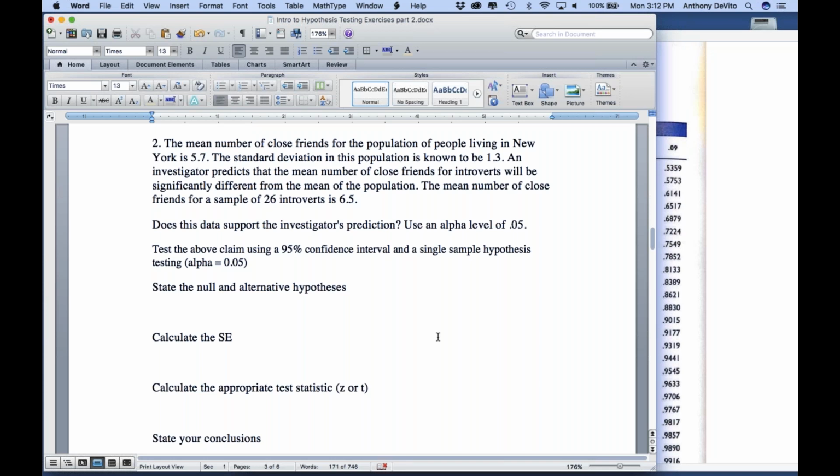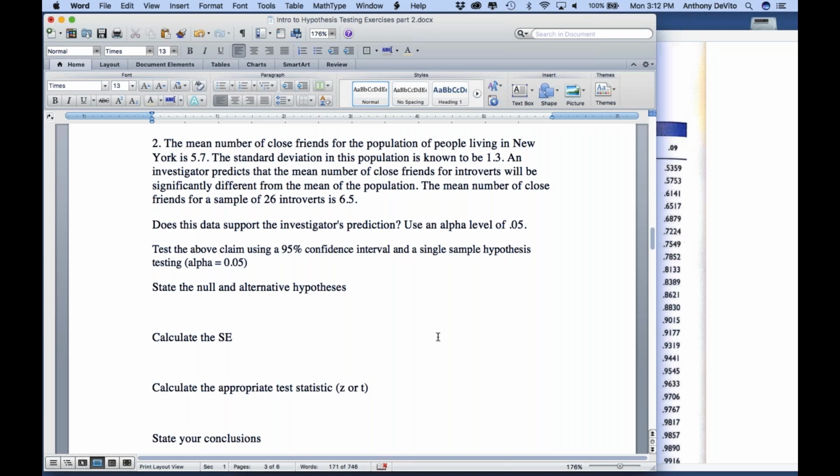An investigator predicts that the mean number of close friends for introverts will be significantly different from the mean of the population. I'm guessing he thinks it's going to be less, but he didn't say that. He just says different, right? So that sets us up for a two-sided hypothesis, not a one-sided. The mean number of close friends for a sample of 26 introverts is 6.5. It turns out to be more. Does this data support the investigator's prediction that it's different for introverts than for the rest of the population?